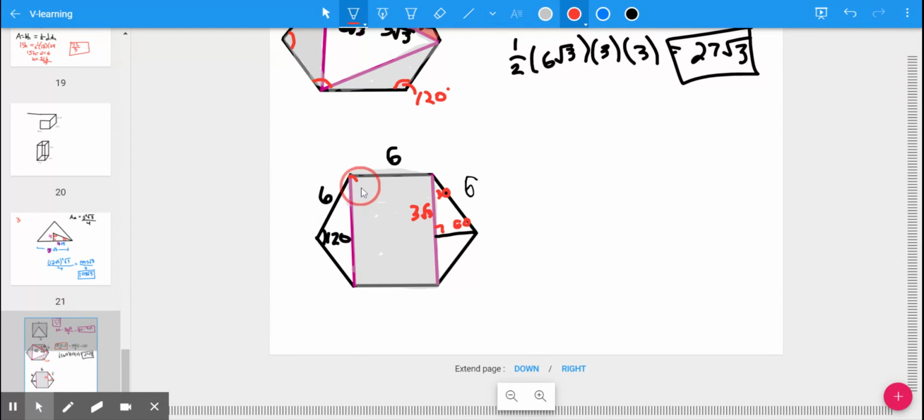Now that's only half the side length. The entire side length is multiplied by 2. So we're going to end up with 6 radical 2. So the area of that rectangle is going to be the base, which is 6, times the height, which we just found as 6 radical 2. So the area will be 36 radical 2.